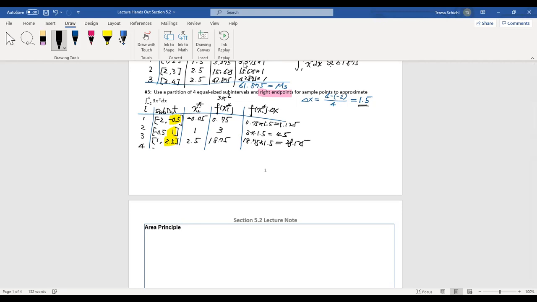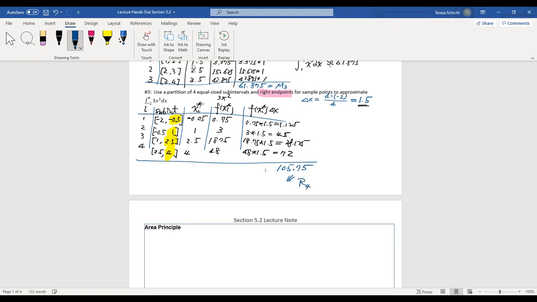The last subinterval is from 2.5 to 4, so my right endpoint is 4. You substitute into the function, 3 times 4 squared. What is that? It's 48. Then 48 times 1.5 gives you 72 here. Now you add all of them together, and this gives you 105.75 here.